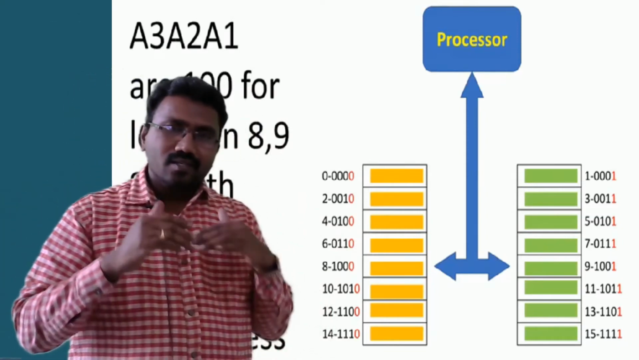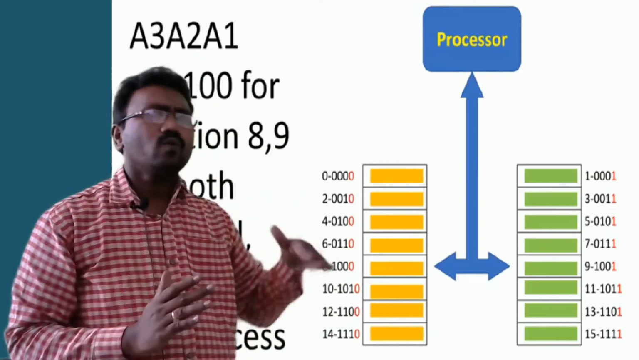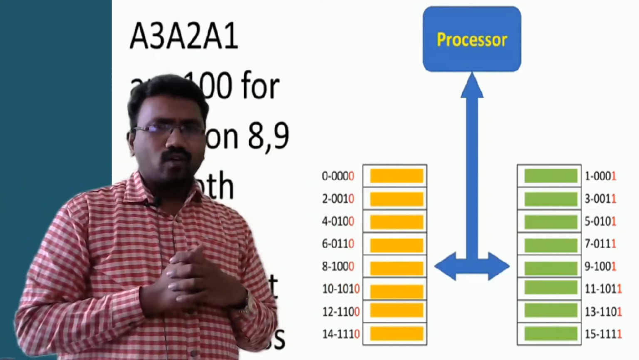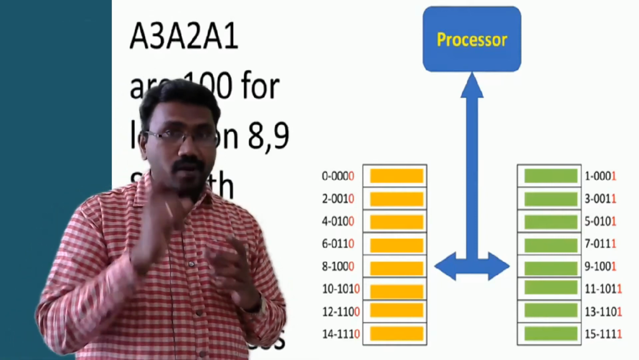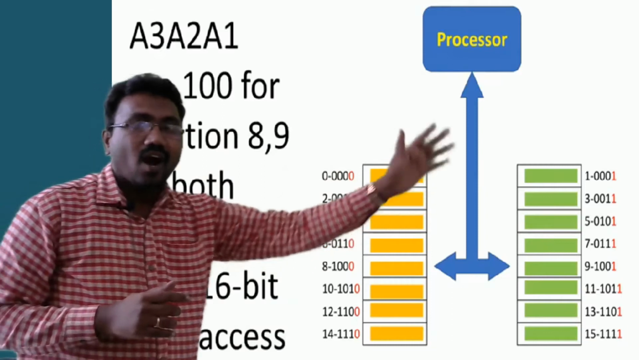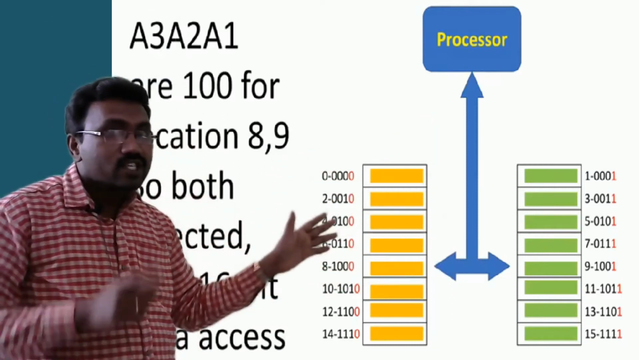If you apply the same concept to the 8086 microprocessor also, in the 8086 microprocessor, 1 MB memory is divided into 2 banks, the even bank and the odd bank. The size of the even bank is 512K.